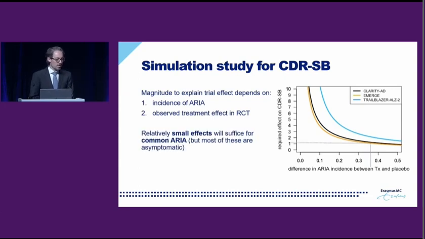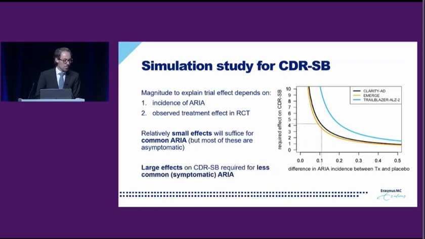And as you can appreciate here, for instance, for any ARIA you would say that relatively small effects will suffice for such a common event, but most of these would be asymptomatic. So if you look at, for instance, EMERGE at the incidence of any ARIA, you see that about a 1 point effect on the CDR sum of boxes would suffice, but again, most of these would not necessarily lead to unblinding. Conversely, if you look at the less common ARIA, for instance symptomatic ARIA, then you see here that large effects on the CDR sum of boxes, which easily reach 4 points, would be required to do so, making it less likely that such unblinding would actually lead to a full explanation of the observed efficacy estimates.